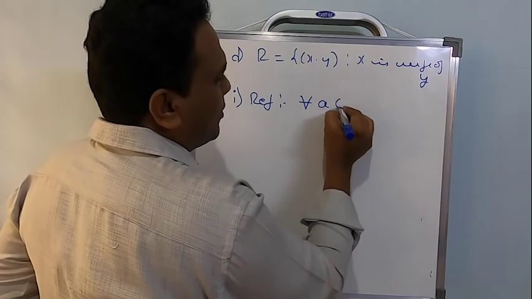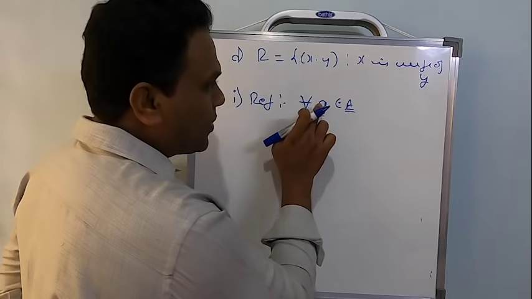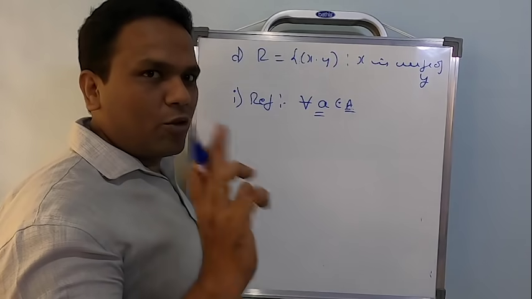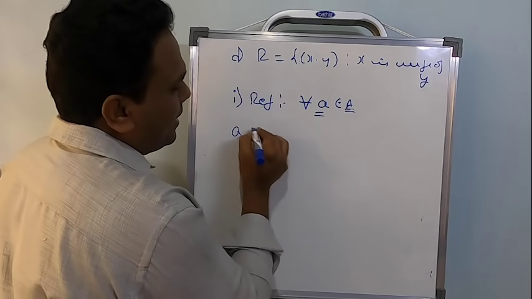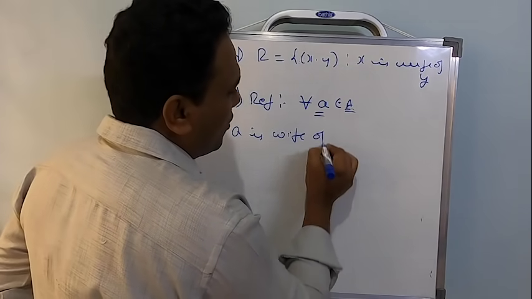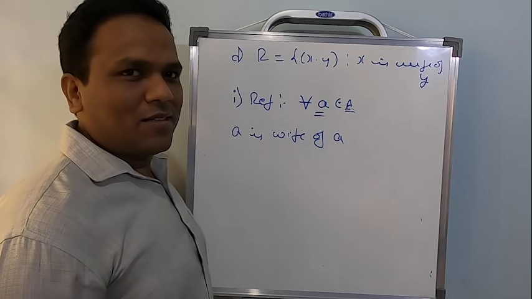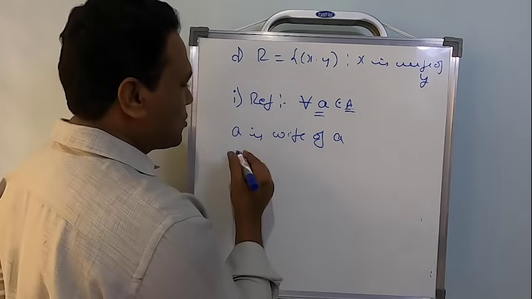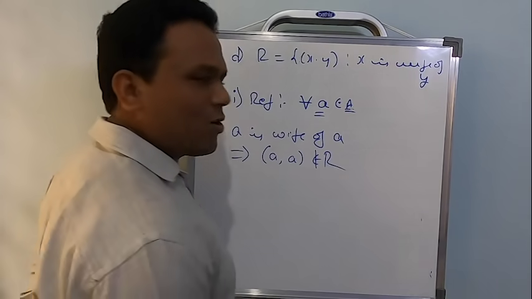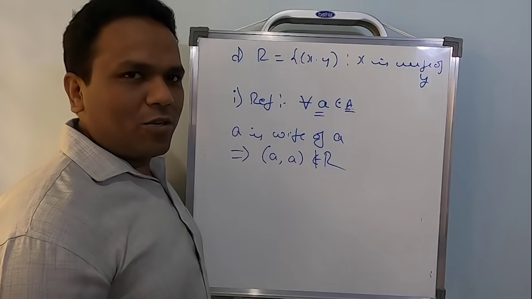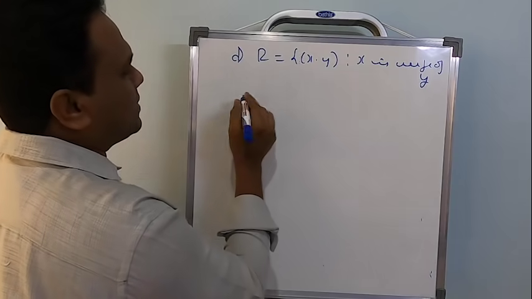For all A belongs to A. What is A here? Capital A is a set of human beings. So A is one element from it, which means A is one human being. If it's reflexive, can I write the statement A is wife of A? A person is wife of himself or herself. Possible? Nowhere. So this says the ordered pair (A, A) does not belong to R. Therefore R is not going to be reflexive. First one is over. Now let's move to the next.